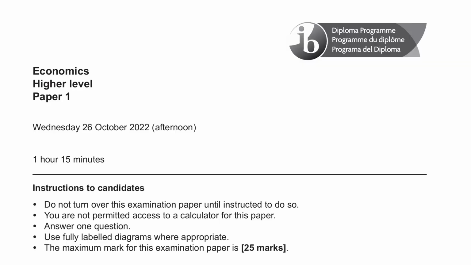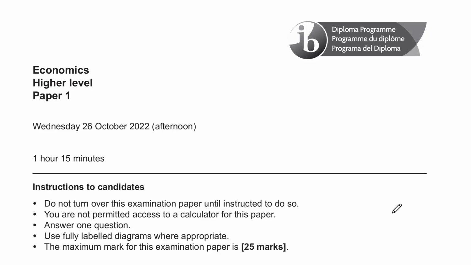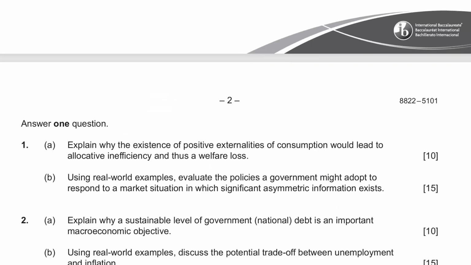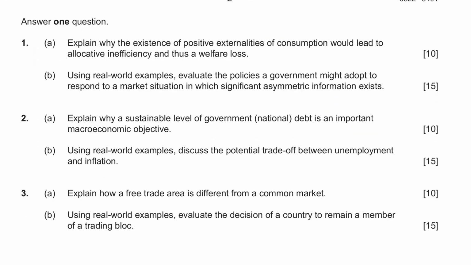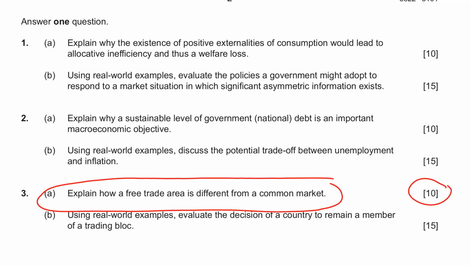All right, so in this video, I'm going to go through the solutions to the IB Economics Higher Level Paper 1. This is the 2022 October/November paper. And in a couple of previous videos, we've already gone through the solutions to questions 1 and 2. And in this video, I'm going to go through the solution to question 3, part A. And this guy is worth 10 marks.